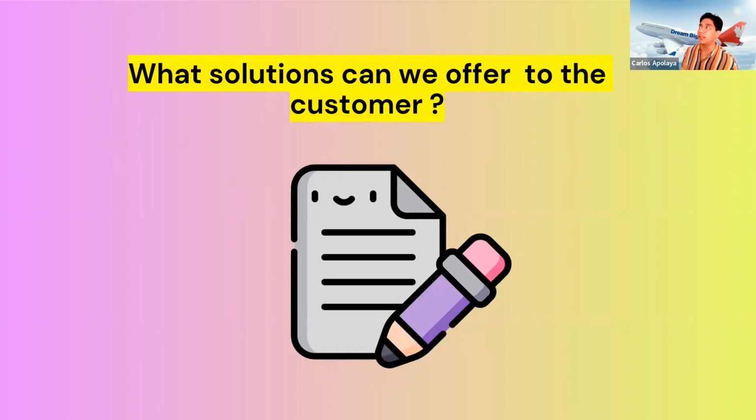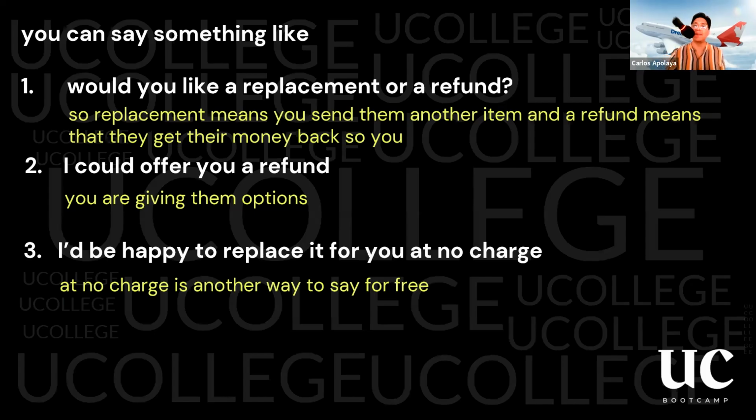Because you don't want to lose this customer. If I don't want to lose the customer, I first try to give him or her something better, right? Of course. So what would you say? There are 3 options. Please read it. First, would you like a replacement or a refund? Number 2. I could offer you a refund. Number 3. I'll be happy to replace it for you, no charge. At no charge. It means for free.